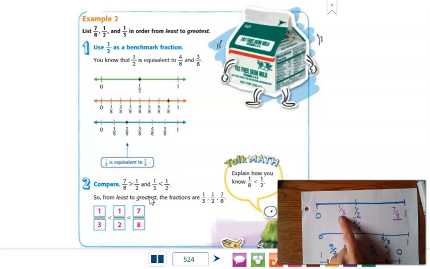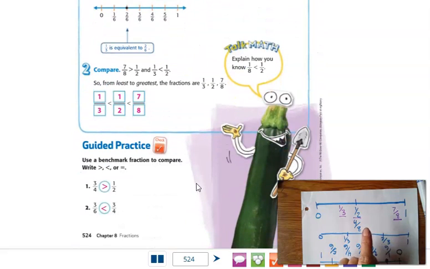So if we've got these numbers in order, it says from least to greatest, we're going to have 1/3, 1/2, and 7/8 as it shows here. 1/3 is less than 1/2, which is less than 7/8. And that's how example number 2 is done. Okay, oops. I just gave you the answers.